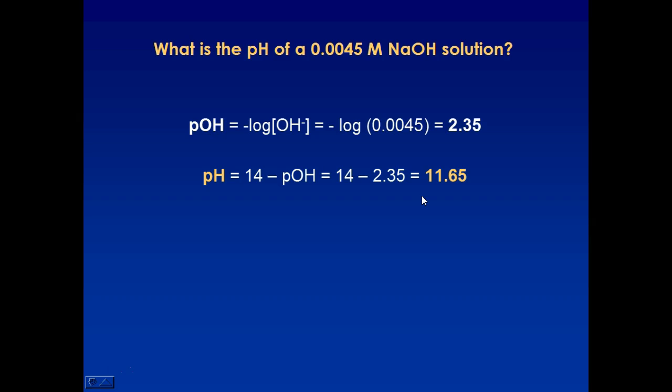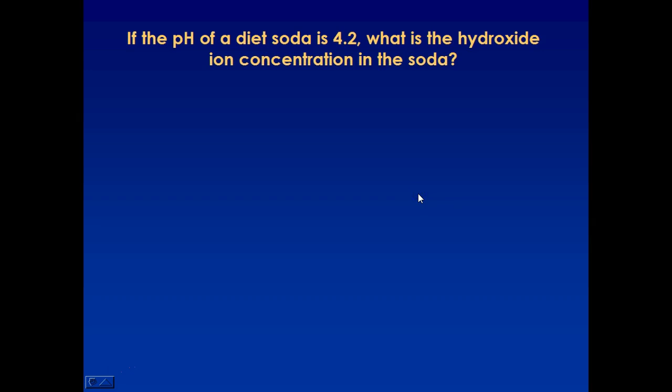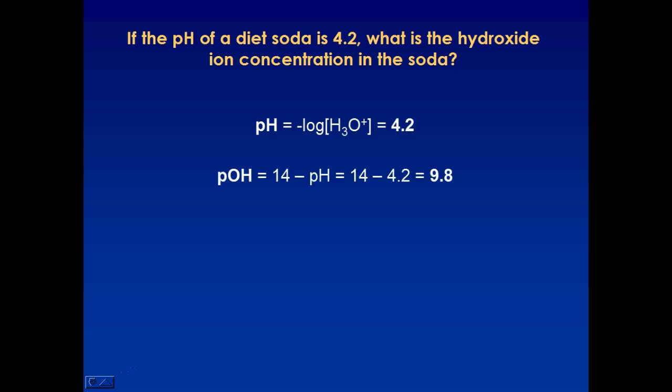This is one way you can do this problem. There are multiple ways you can solve for it. You could have also used the hydroxide concentration to find hydrogen, and then worked your way backwards to get pH. So in this particular example, the pH of diet soda is 4.2. What is the hydroxide ion concentration in the soda? So if pH is 4.2, I can use that to find pOH, which would be 9.8. And then if I take 10 to the negative of the pOH value, I can find the hydroxide concentration. There was 1 decimal place in 9.8, so I want 1 decimal place in my concentration value.